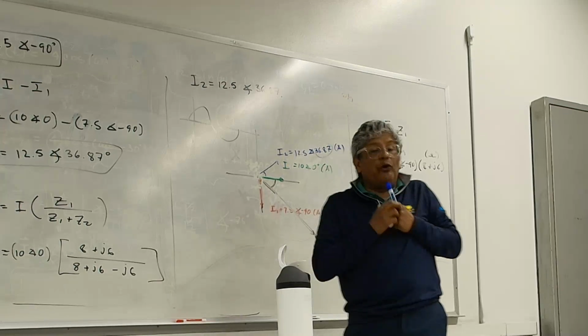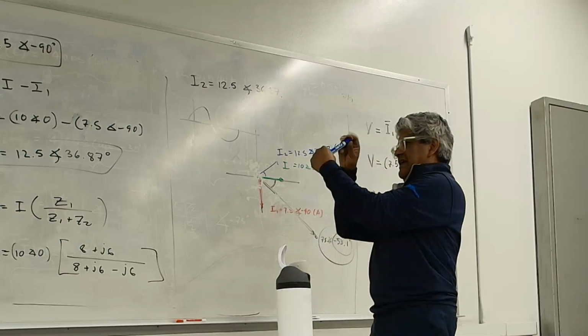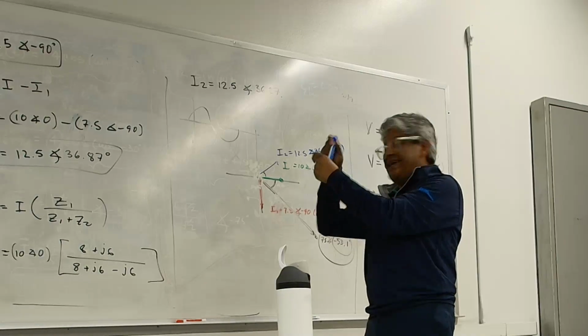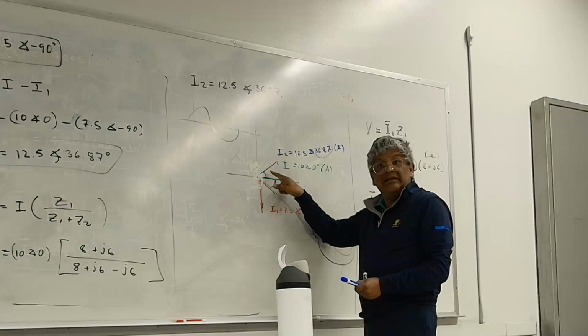You always say, I'm going to start from my voltage. I'm going to say my voltage is there. If it's in front, it's leading. If it's behind, it's lagging, right? In this case, it's leading by 90 degrees, right?